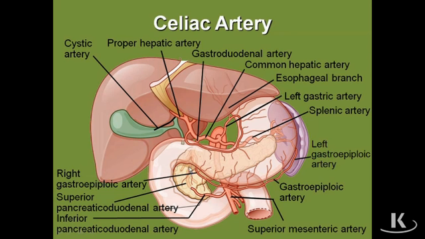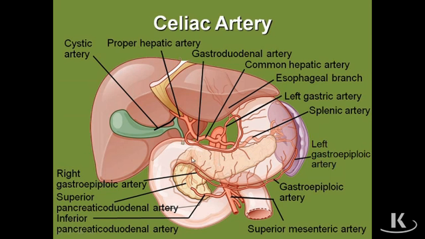And that name tells you something important, and that is that it actually goes into the head of the pancreas, and that is the blood supply for the head and neck of the pancreas. We've already said that the splenic provides blood supply to the body and tail of the pancreas.